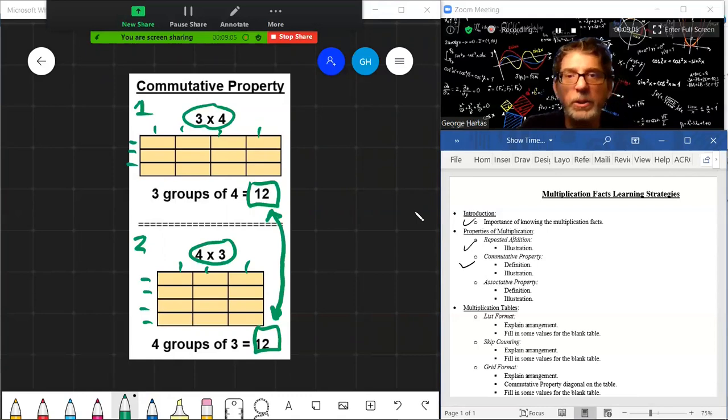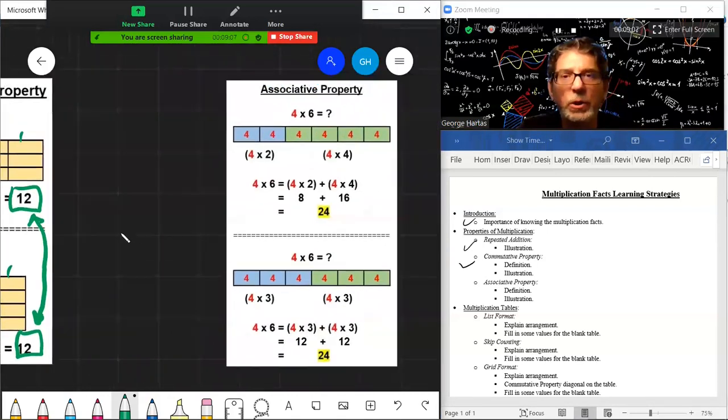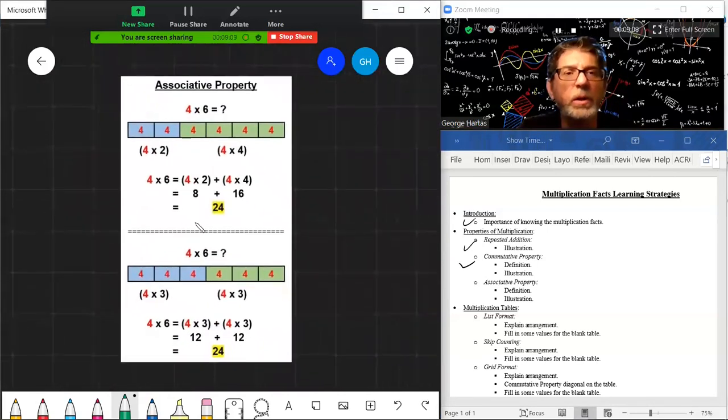All right, so let's look at one more thing, the associative property for multiplication. When we say associative, what that really means is that we're grouping. Think grouping or using parentheses when you hear the word associative. So here what we have is 1, 2, 3, 4, 5, 6. We have 6 boxes with a number 4 in it.